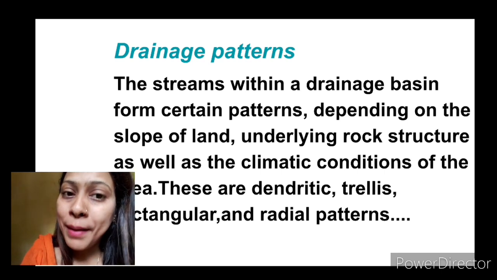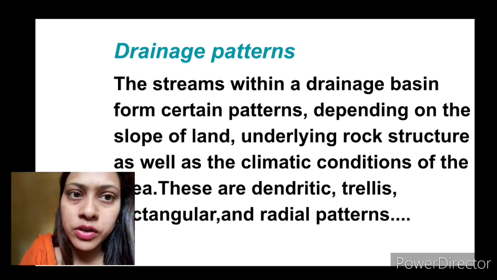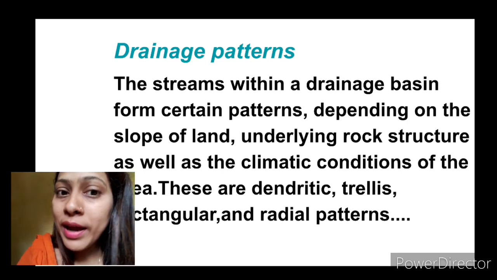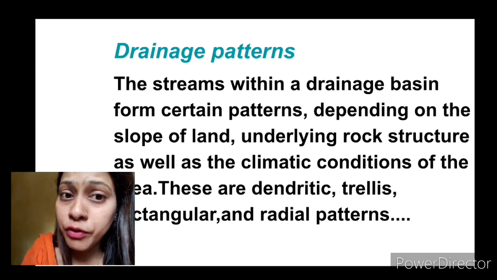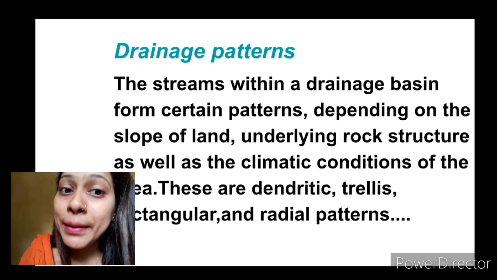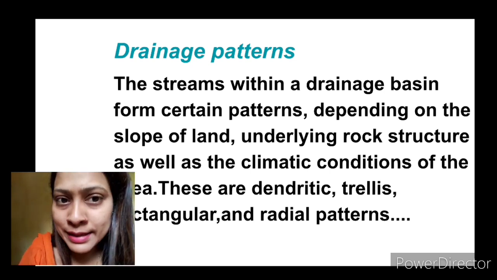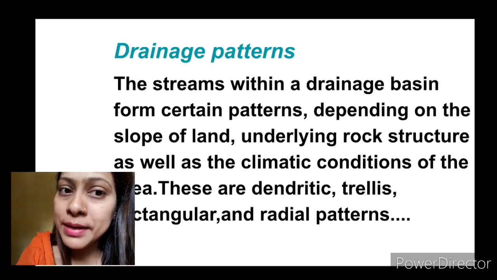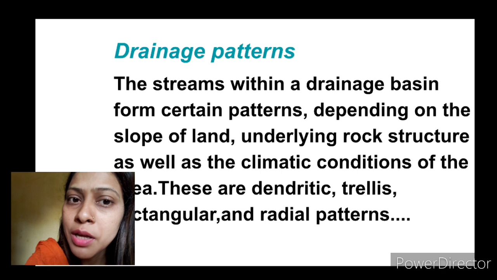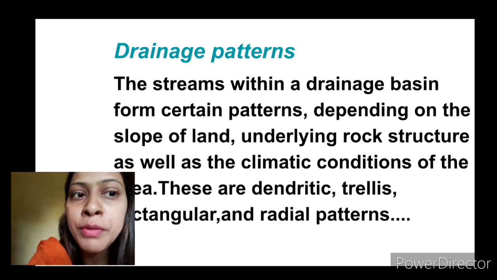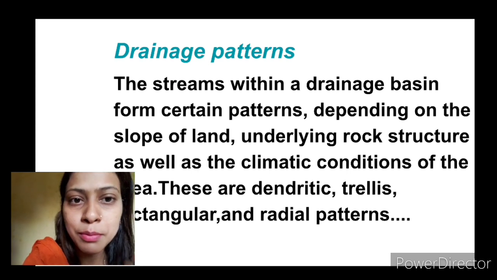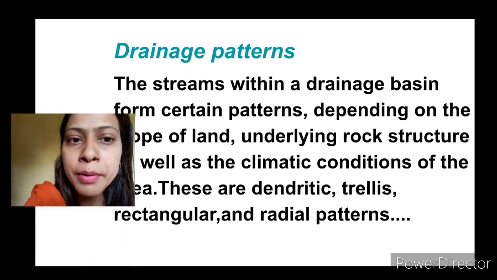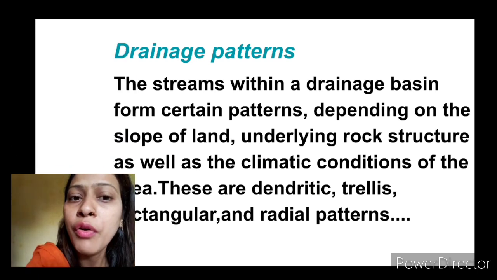So the pattern also depends upon the underlying rock structure, as well as the climatic condition. Why climatic condition? If we consider water, the rainfall is a part of climate, right? If rainfall is more in the area, then water volume will be more, but if rainfall is less, then water volume will be less. So climatic condition also affects the drainage patterns formed in the area. Some of the important drainage patterns found in the country are number 1, dendritic pattern, number 2, trellis pattern, number 3, rectangular pattern, and number 4, radial pattern.